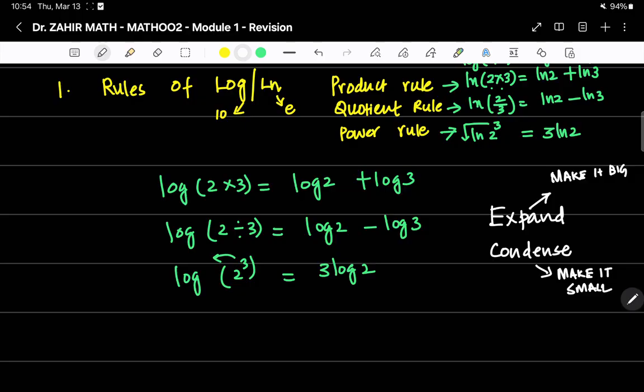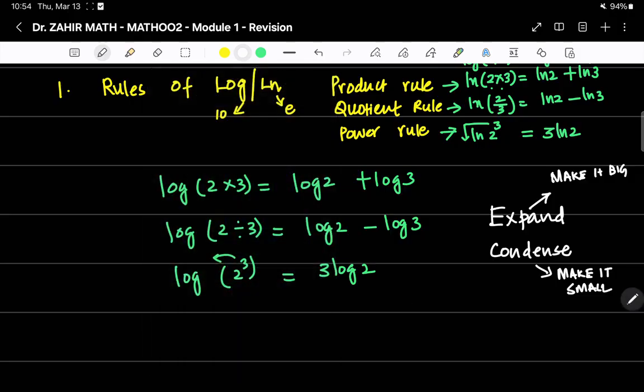Actually, the meanings are totally different, and there are so many English words. But for you, in simple English, expand means make it big and condense means make it small. Now look at this rule. Where is it small, where is it big? You can see this one.